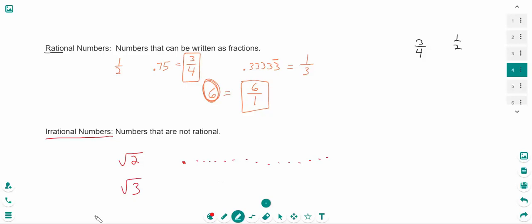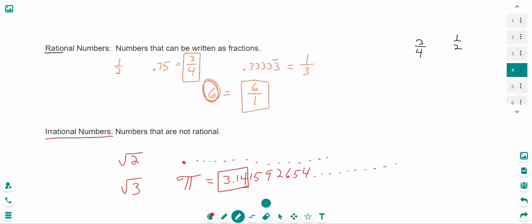The square root of 3 would be another example of an irrational number. Pi is an irrational number. We always think of pi as just being 3.14, but actually pi is much, much longer than that. Pi is 3.141592654, and it just keeps going on and on. But we usually just worry about rounding it to the nearest hundredth, and we use just the 3.14. But it is an irrational number.